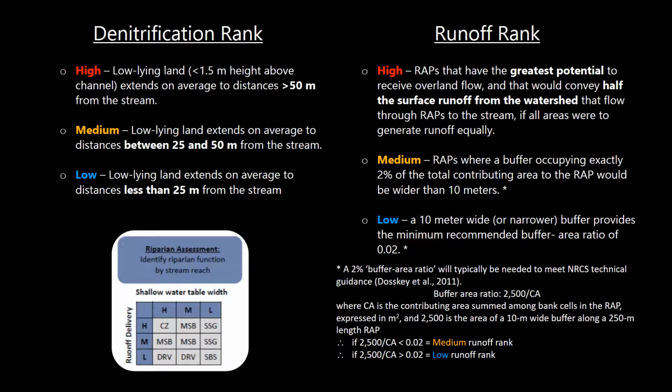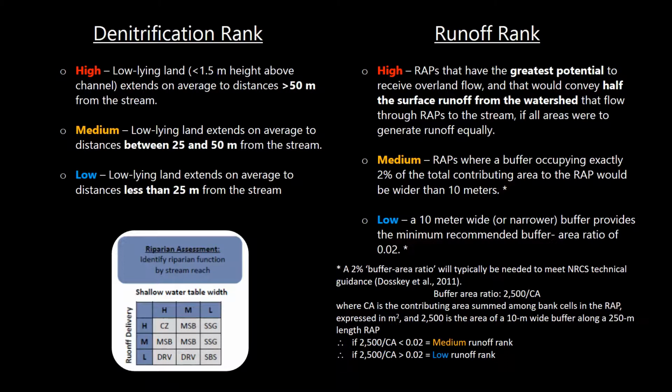For the denitrification rank, we look at the low-lying land's average width within the RAP. If that average width is greater than 50 meters, we assign a rank of high. If it's between 25 and 50 meters from the stream, we assign a rank of medium. And if it's less than 25 meters from the stream, we assign a rank of low.